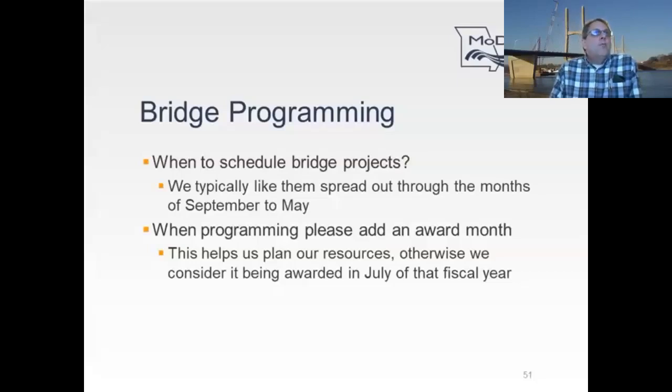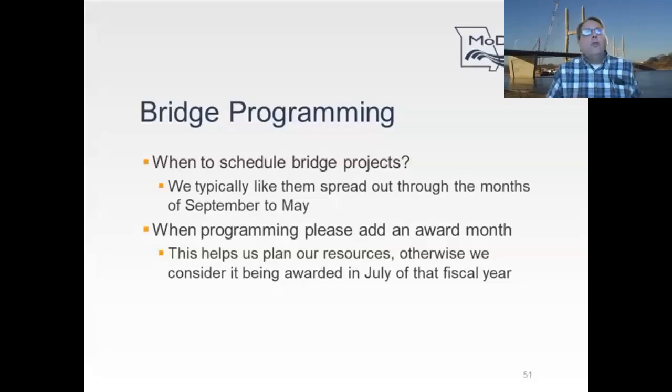We ask that when you program bridge projects, you please add an award month. This is another thing that helps us with our limited amount of resources. If you put it in fiscal year 23 and don't put an award month in the STIP programming window, what we assume is that it will be awarded in July of 2023. And so that means our staff are considering how we're going to address the needs of that project for a July award or a June letting.